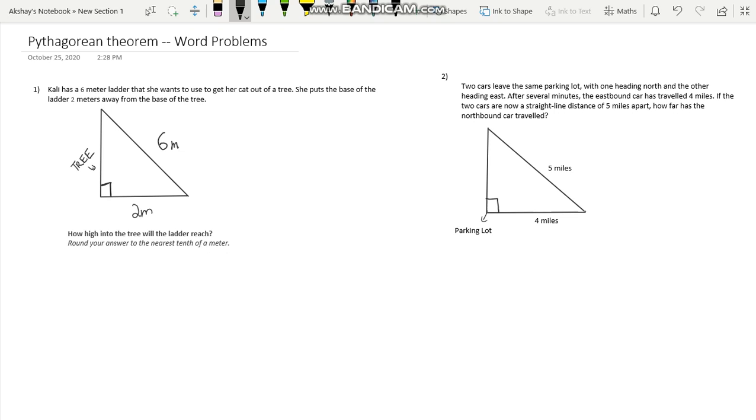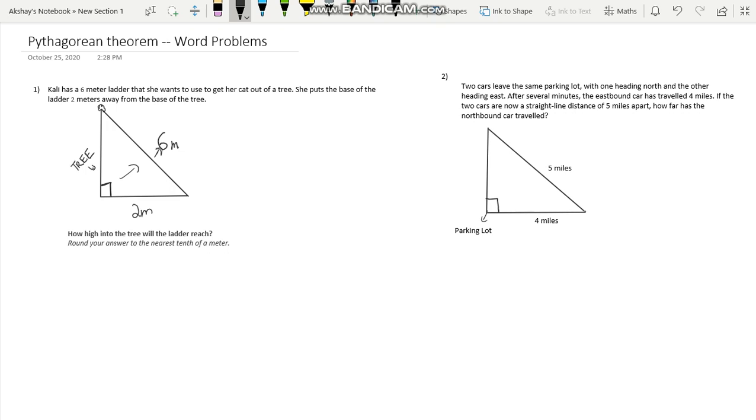So this is a tree right here. That's our tree right there. And she puts the base of the ladder 2 meters away from the base of the tree. So this is our ladder right here. Our ladder is 6 meters and it is also the hypotenuse, opposite to the 90-degree angle.